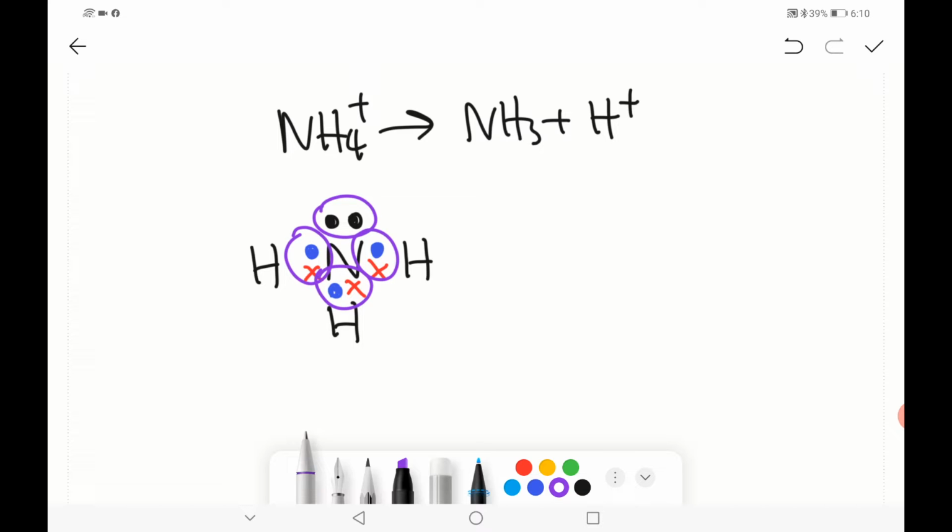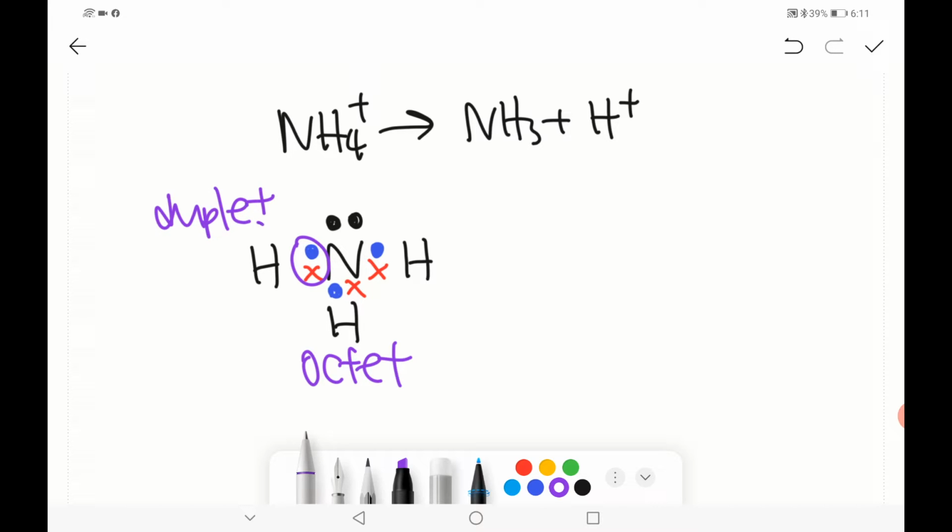So nitrogen achieved the octet arrangement, which is stable. And look at the hydrogen. Hydrogen, you have this arrangement. Let me redraw it. Our hydrogen has 2 electrons, which is a duplet. So this is stable. The hydrogen got a duplet, the nitrogen got an octet. So this is something we learned previously.